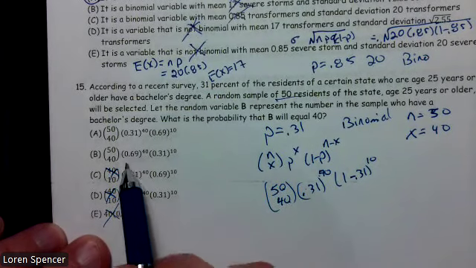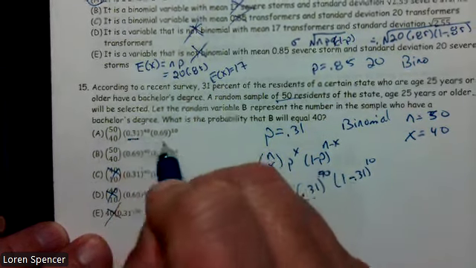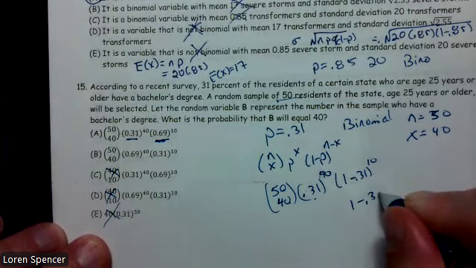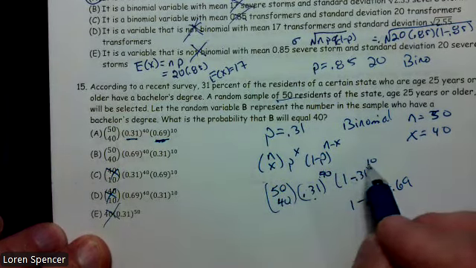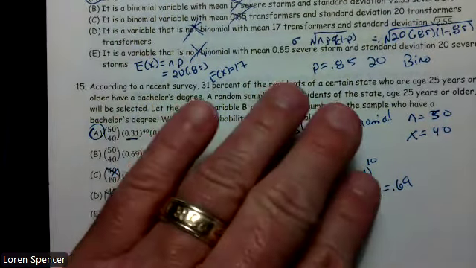All right. Next, 0.31 to the 40th. Oh, that looks like 0.31 to the 40th. But where did they get that 0.69? Well, 1 minus 0.31 equals 0.69. That's where that came from. It's to the 10th power. Best answer choice for 15 is A.